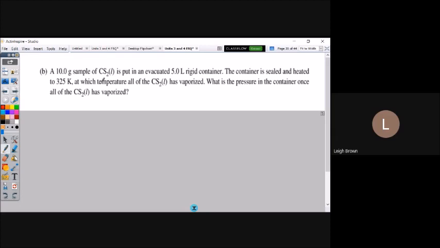Notice on this one, it says we have a liquid, but the key to knowing what to do here is that all of the CS2 has vaporized, which is telling us we have a gas. So because we have a gas, we can find a pressure. So here's, again, PV equals nRT, on the exam a lot, but here we have to do a little bit different work this time. We're given 10 grams. We need to change that to moles. We have our volume in liters. That's what we need. We have our temperature in Kelvin, so we don't have to add 273, which is also on the formula sheet.